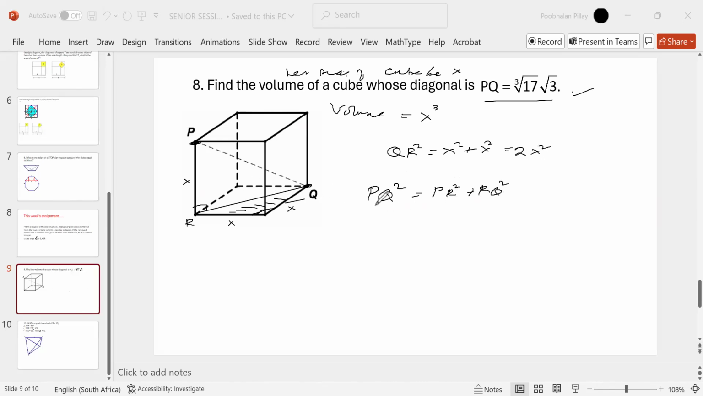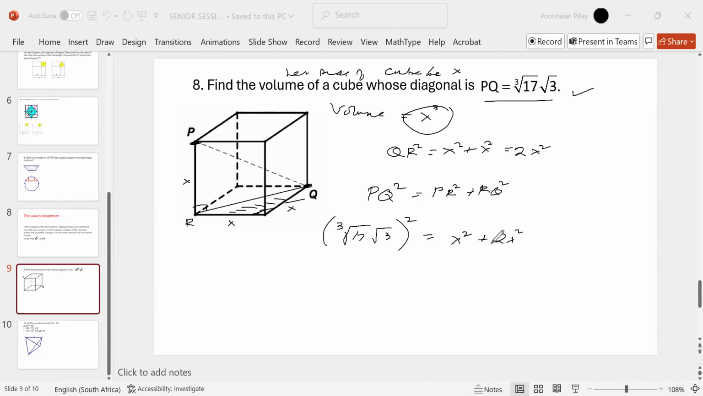All right. And now PQ is this. It's cube root of 17 times square root of 3. Another nasty piece of work. And that's PQ. So if you square this, you're going to get PR squared. PR is x squared. And RQ, we just saw QR is 2x squared. So there it is. You got your equation in x, and we need to work that out, right?